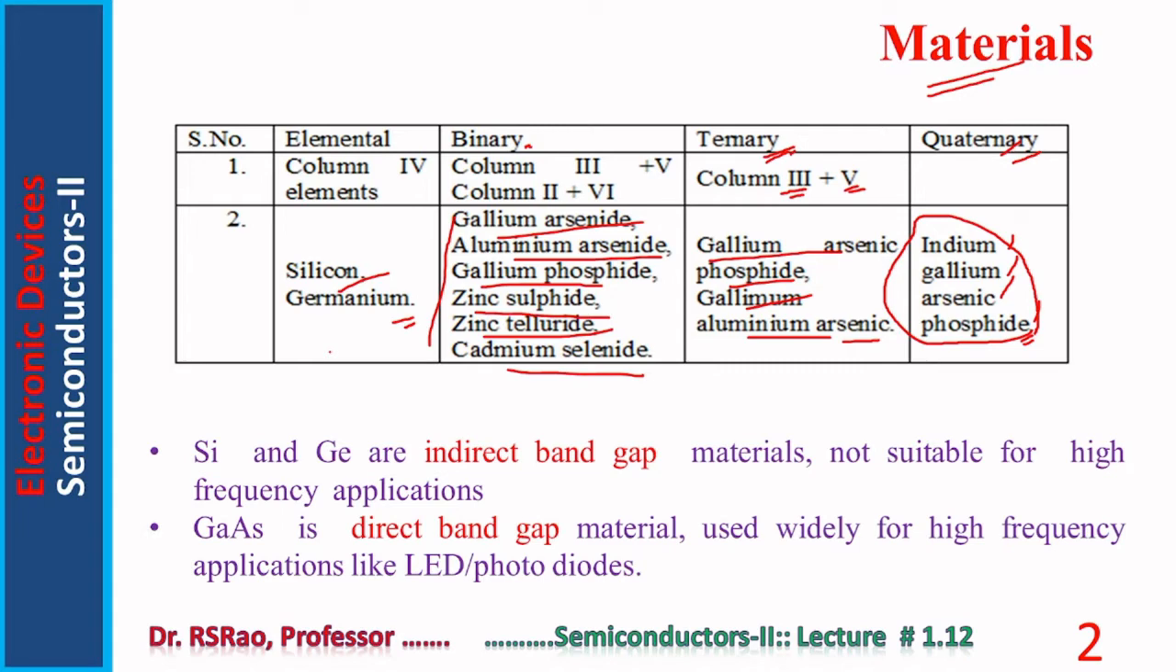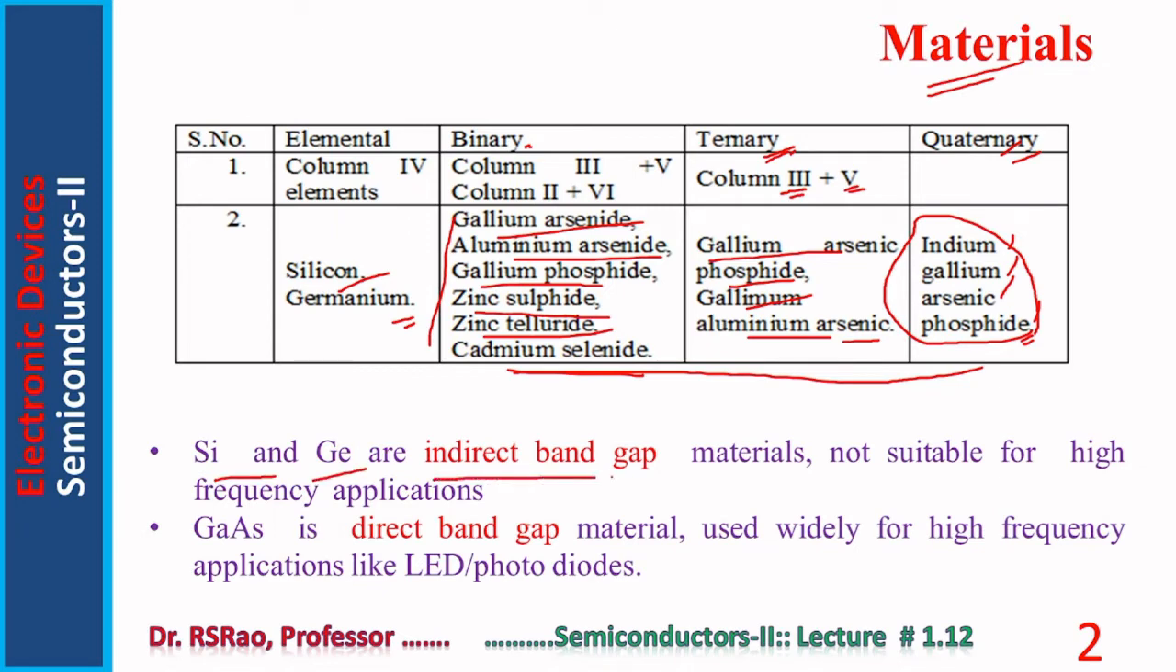Notice, before going further, the widely used semiconductor material is silicon. Sometimes it is germanium. Other semiconductors mentioned in this table, binary, ternary or quaternary, are used only in diodes which are required to function under some specialized situations. Now, a few points regarding silicon and germanium.